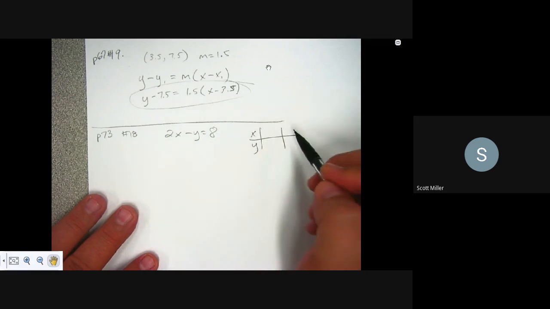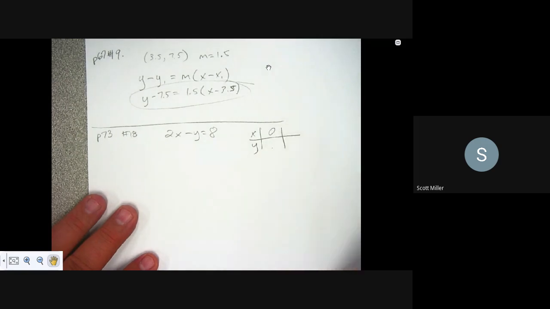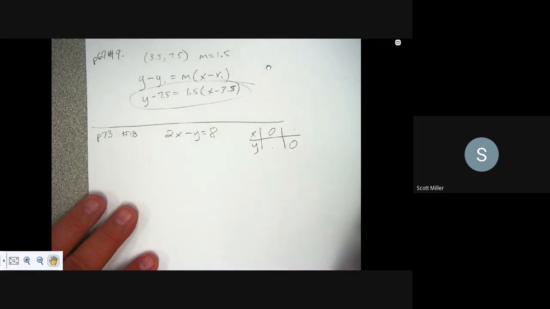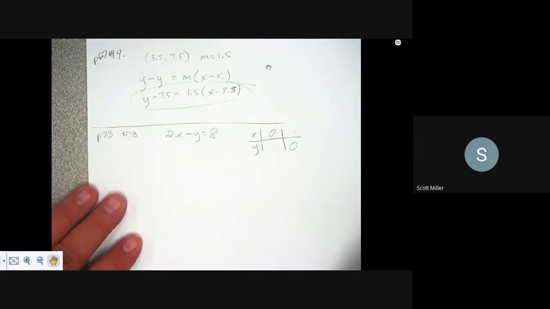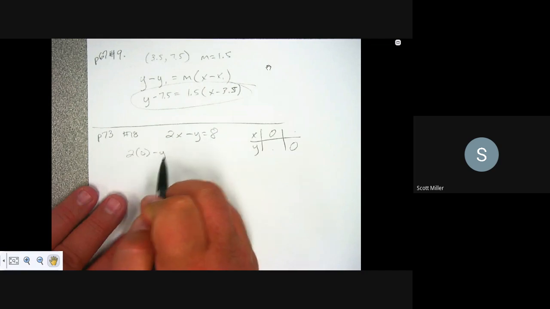The y-intercept, for the y-intercept, it has a number for the y, but 0 for the x. The x-intercept has a number for the x and a 0 for the y. So literally what they want you to do is, for this one, plug 0 in for x. So then you would take 2 times 0 minus y equals 8.